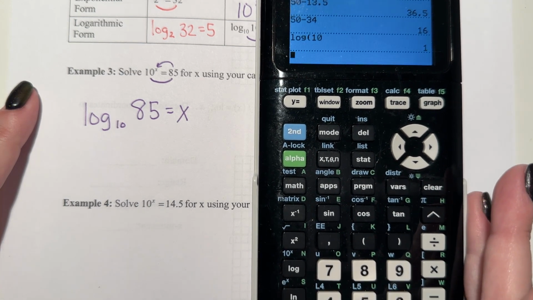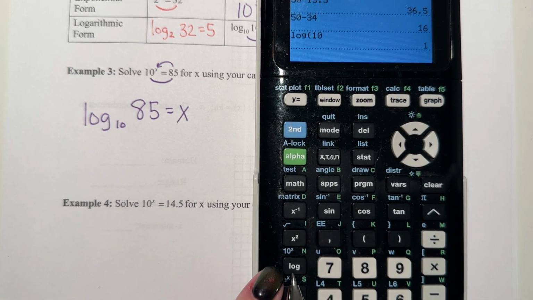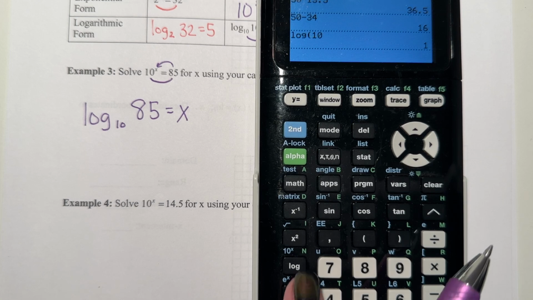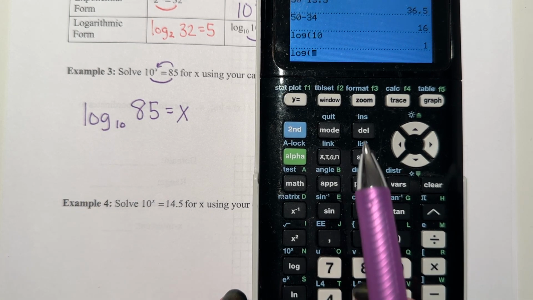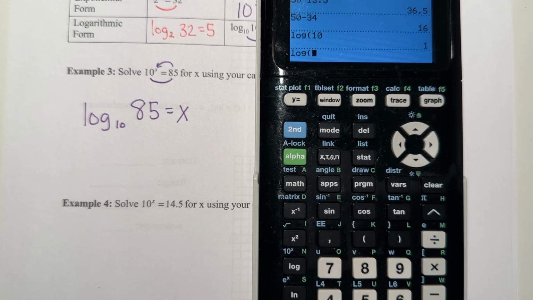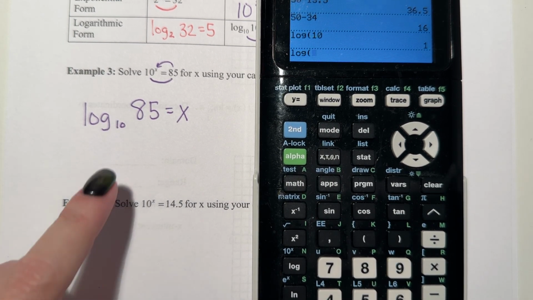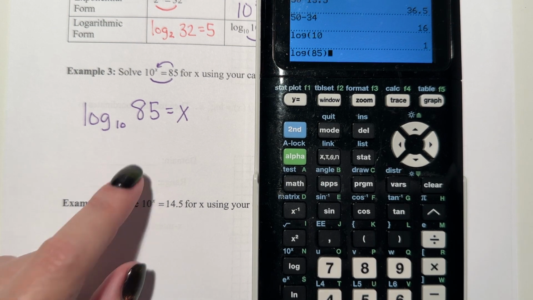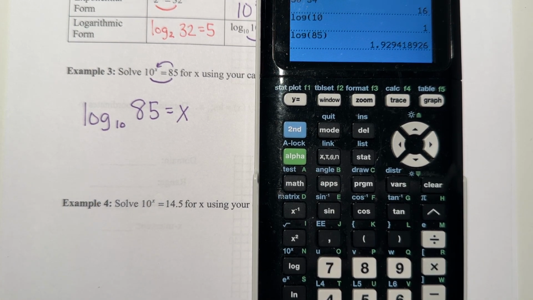Now the log button that's on your calculator is automatically preset to log base 10. So I'm going to push the log button. Do you notice it doesn't show the 10 for the log base? That's because this is a preset of 10. And then you just put in 85 and you close your parentheses and there's your answer.